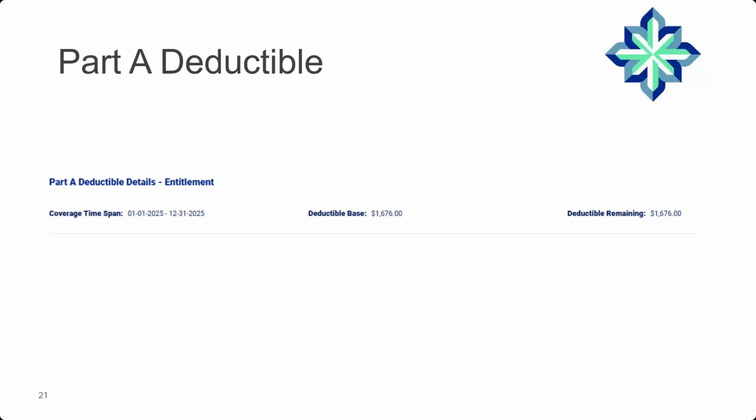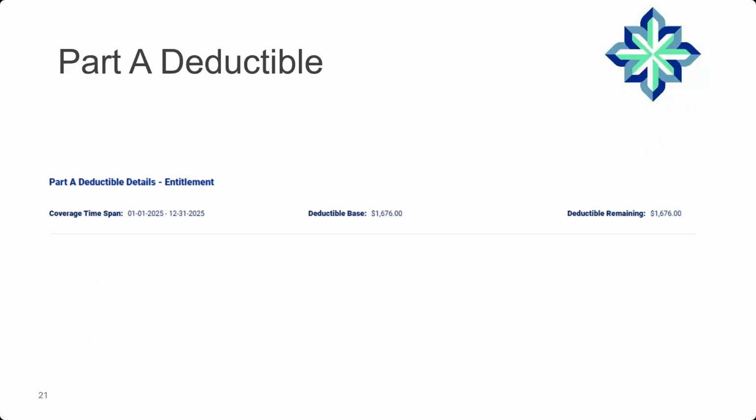Now there is a separate tab for the Part A and Part B deductible. The Part A deductible starts out with the coverage dates. The Part A deductible amount is shown here in the base field. And then there's a field to show the remaining amount that needs to be met.